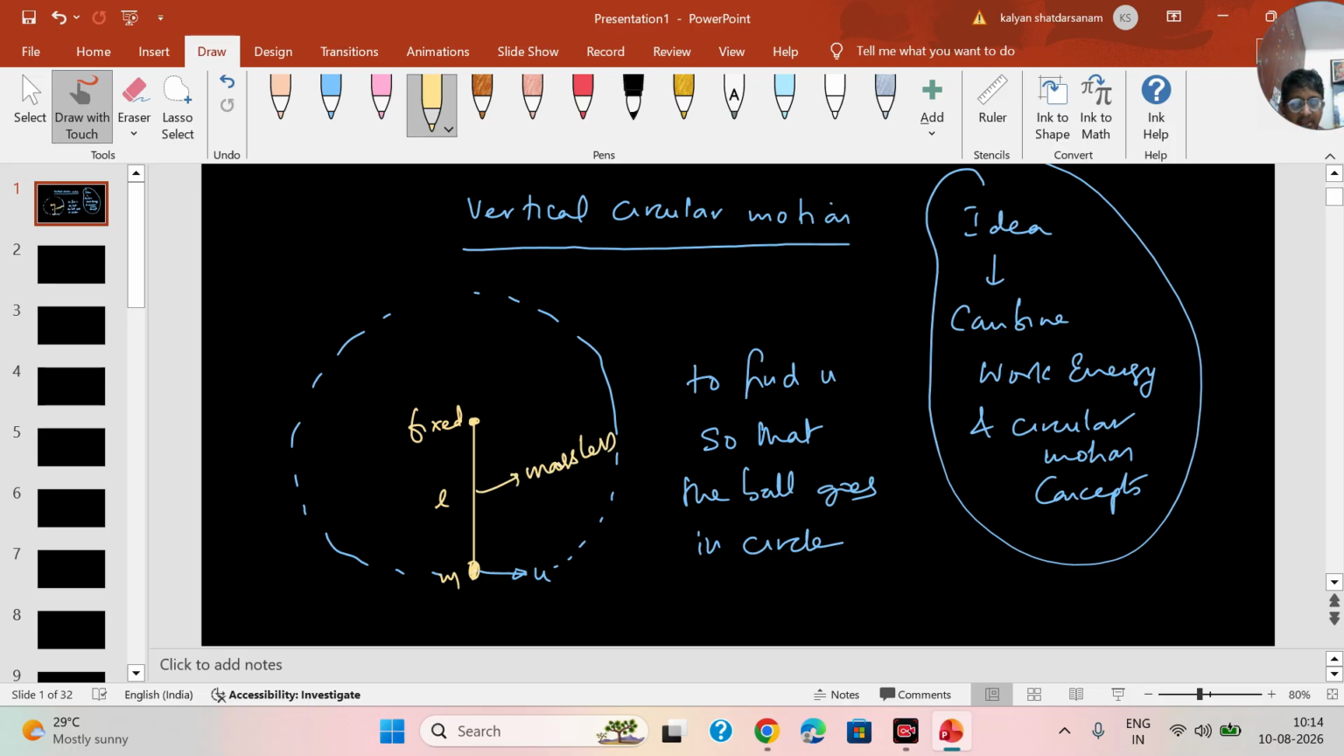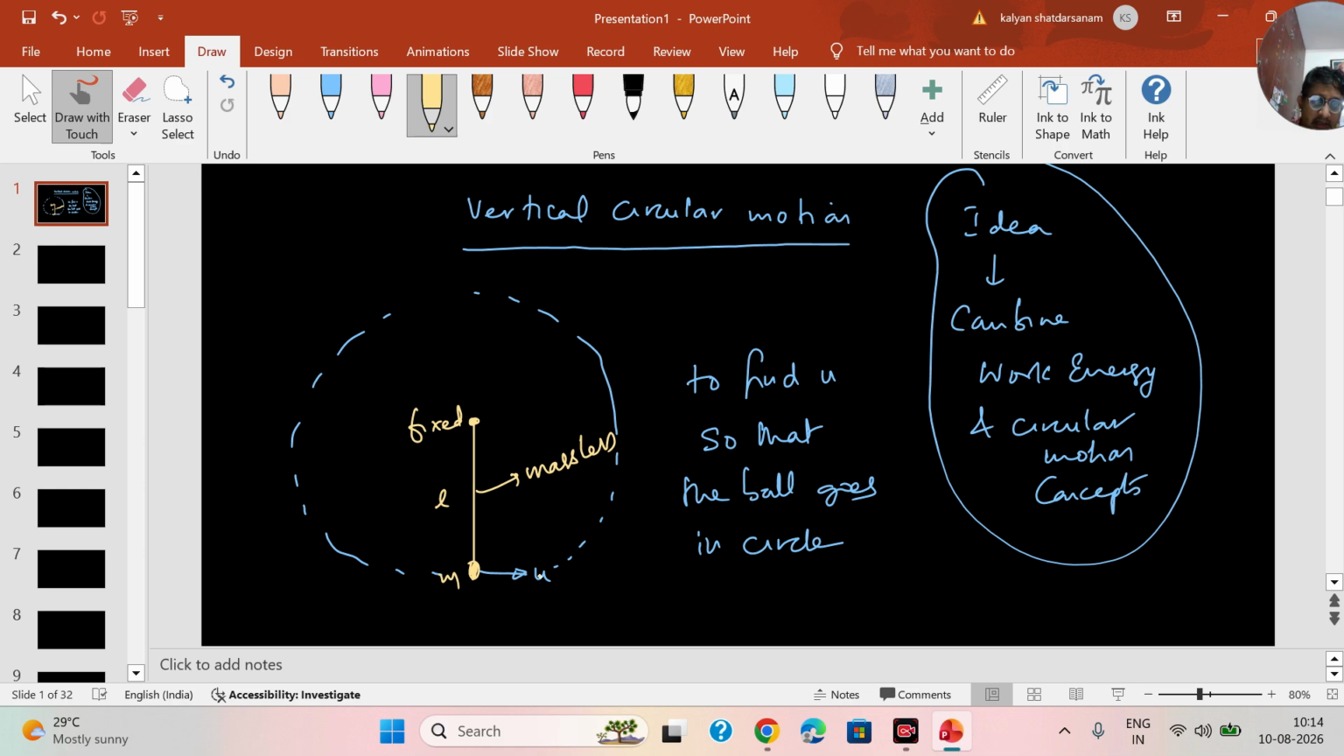If you attach a rod sometimes, and if either the string or the rod connected to the ball has mass, then it goes into a different chapter, rotational dynamics. We will see such questions later. But as of now, if you connect the ball with a string, the string is supposed to be massless, or even if you connect it with a rod, the rod should be massless. So with these ideas, now I have to find u so that it goes in a circle.